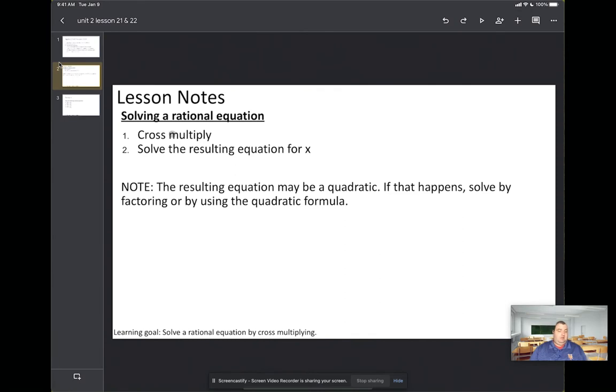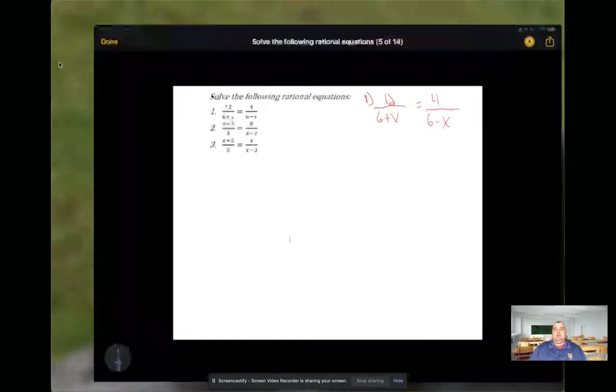And to solve these, we're going to use the cross-multiplying trick that you've used before in earlier math courses. So we're going to cross multiply and solve the resulting equations for x. Something to note here is that you may have to solve a quadratic. The resulting equation could end up being a quadratic. It might happen, it might not. If it does, then you have to solve by factoring or by using the quadratic formula. So with that in mind, let's go right to our examples here.